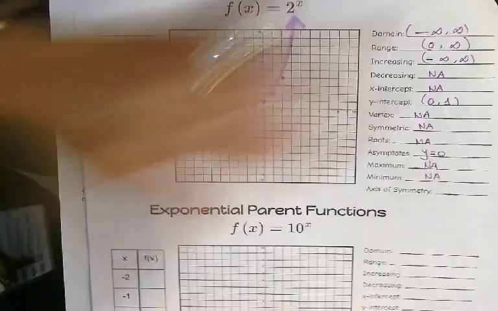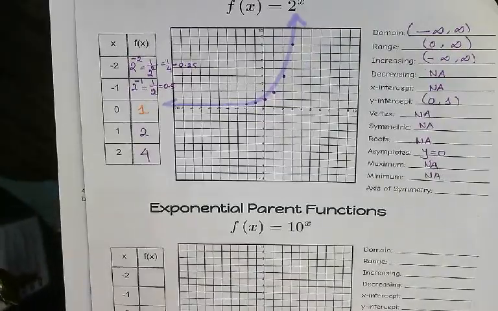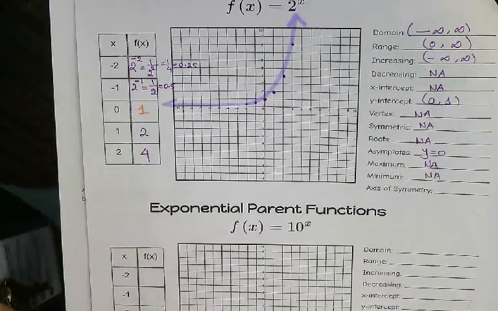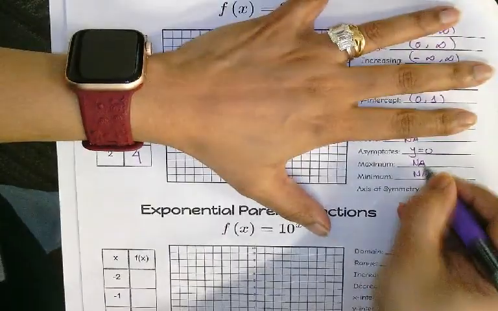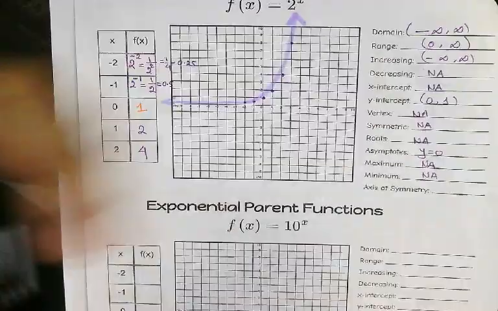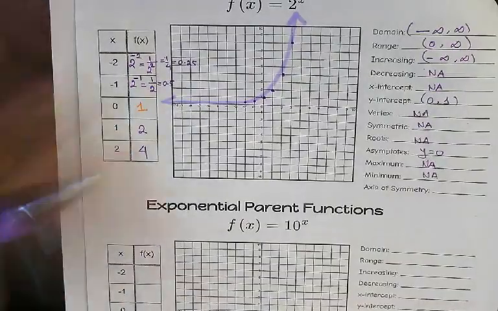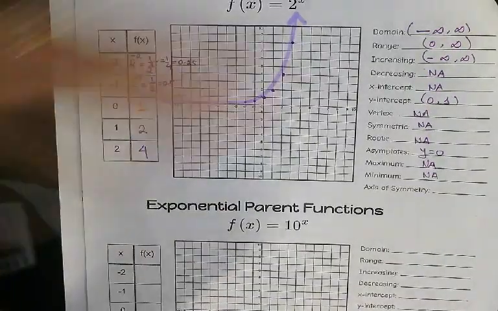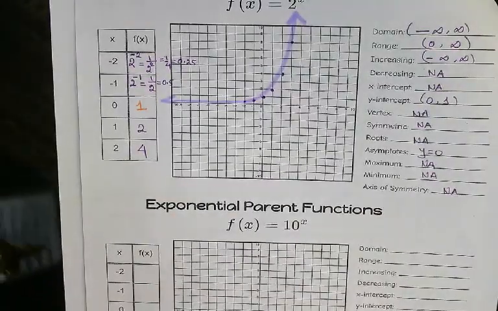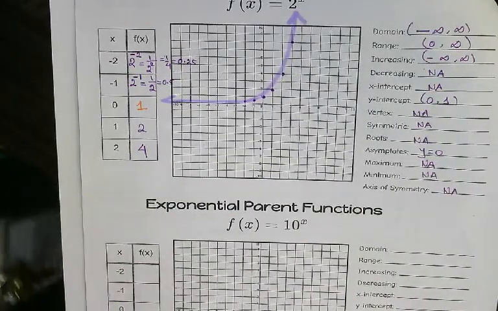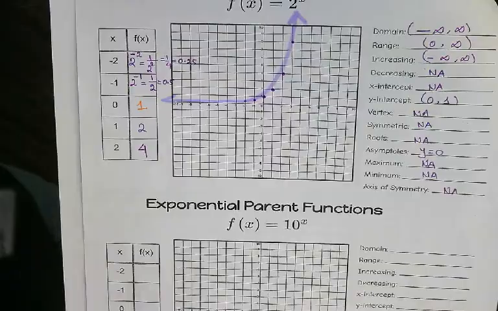Axis of symmetry. There is none because it's not symmetric at all. So we cannot have any axis of symmetry. And also there is no point symmetry either. So we cannot fold it and then say, okay, it's moving that way. Any questions? All right, great.